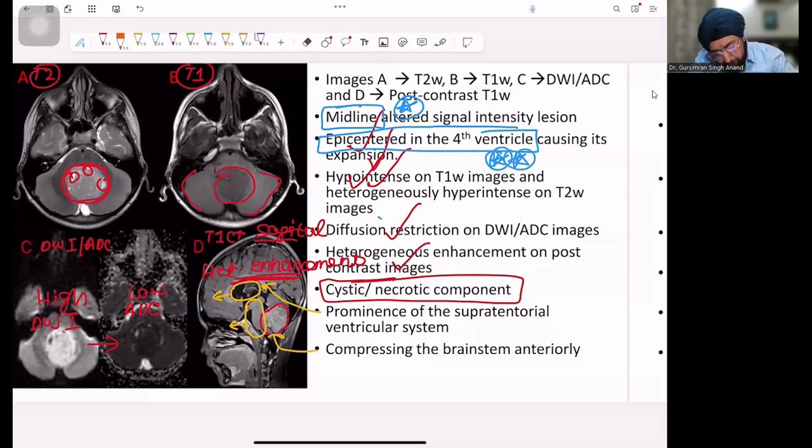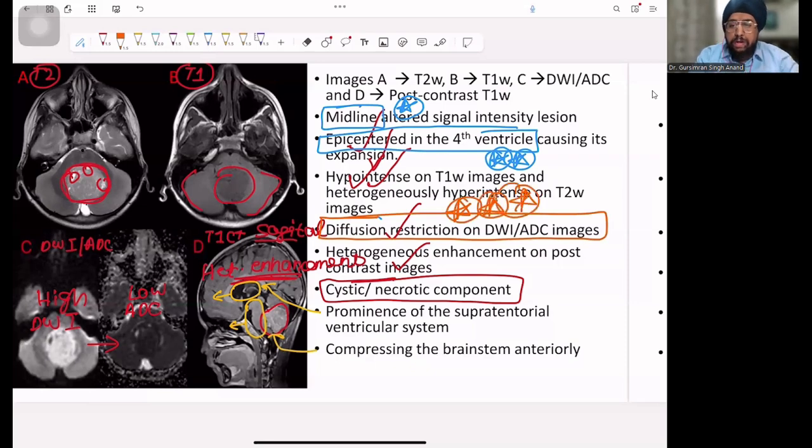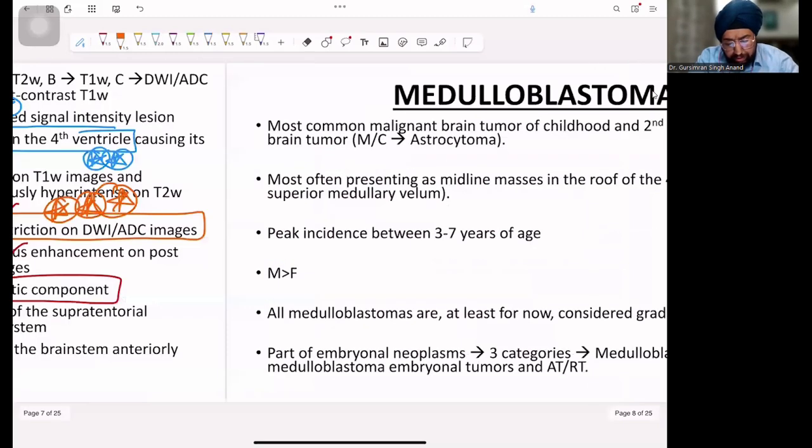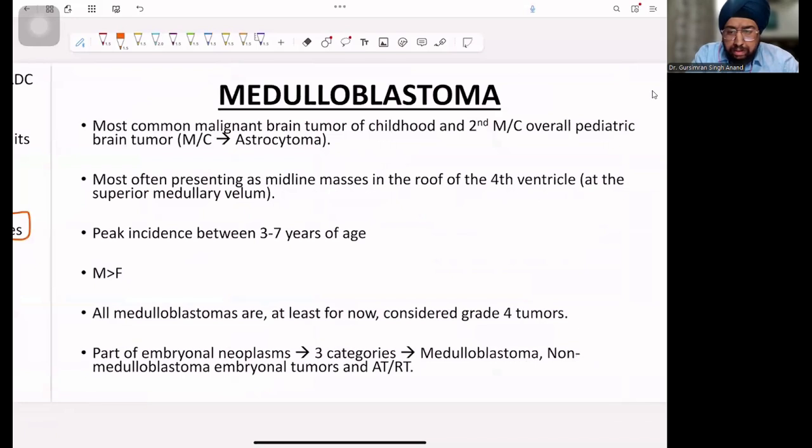And the most important point is your low signal intensity on ADC images. That is your avid diffusion section. Okay. So these three images will give us, or will lead us to, your diagnosis of medulloblastoma.